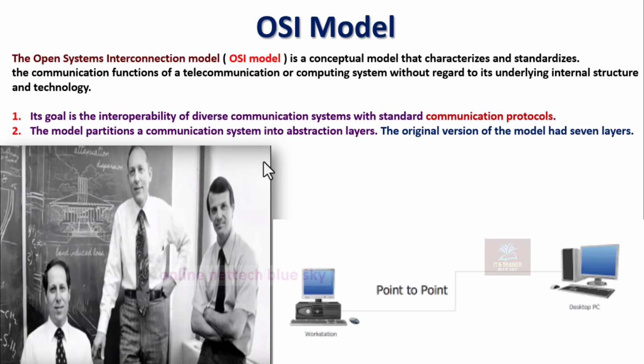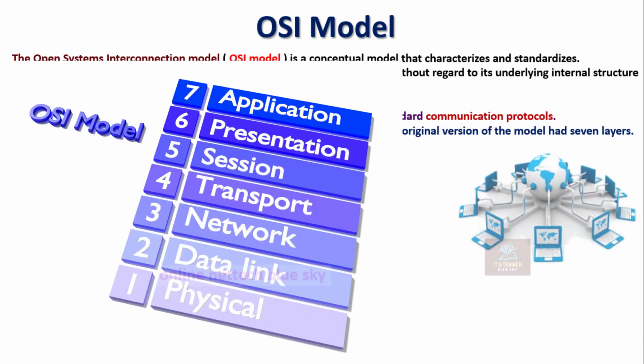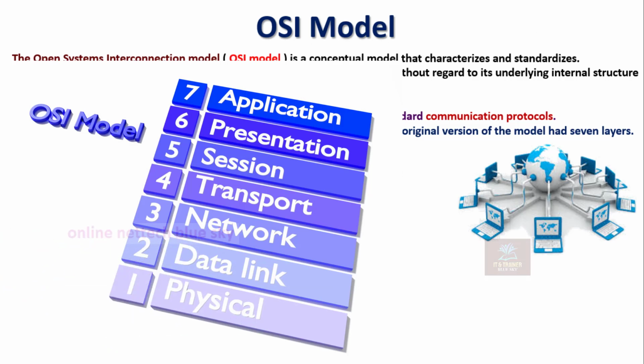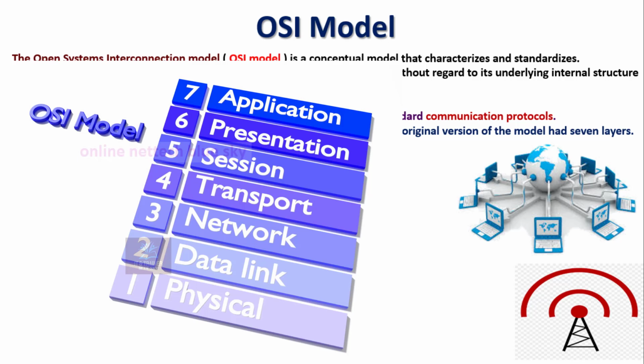These three engineers created a layered model, and the original version of the model had 7 layers. Why were 7 layers created? At first only 3 layers were created: physical layer, network layer, and transfer layer, but not the session layer and presentation layer directly, because communication was only one-to-one between systems. Then you can see wireless systems: wireless frequency, wireless receivers, radio frequency, sending and receiving data anywhere.